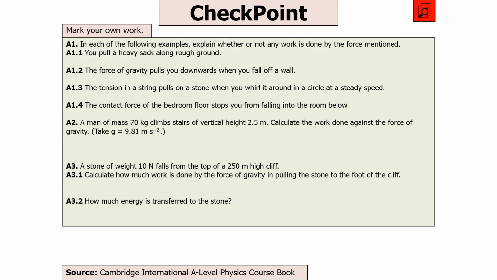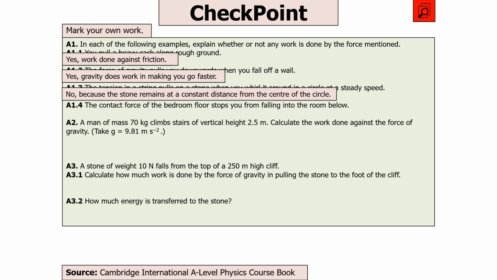Right, in this first one, yes, there will be work being done because there's forces. The work is being done against friction because it's being pulled along that rough ground. Again, yes, gravity is doing work to make you go faster. The third one, no, because it's moving at a steady speed, so therefore it's at a constant distance from the center of the circle, so therefore there's no work being done. And then the fourth one, again, no work is being done because you're not moving. There's no displacement.